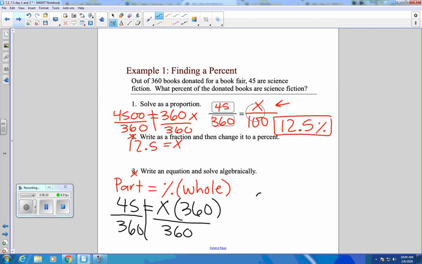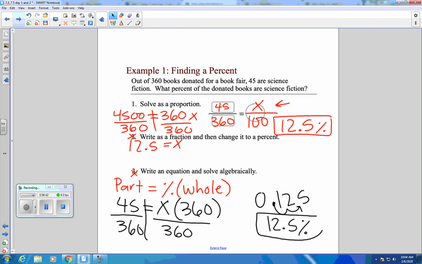And we get 0.125. But since in this equation we enter the percent as a decimal, when we get a decimal out, we have to change it back to a percent. So we have to move this over 2 to the right, and we get 12.5%. So we got the same answer, two different equations on how to get there.